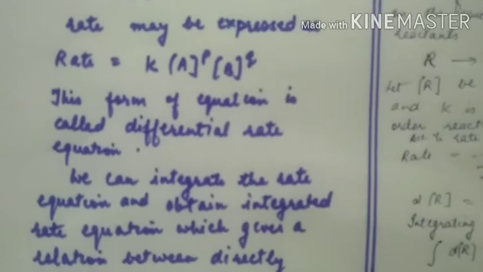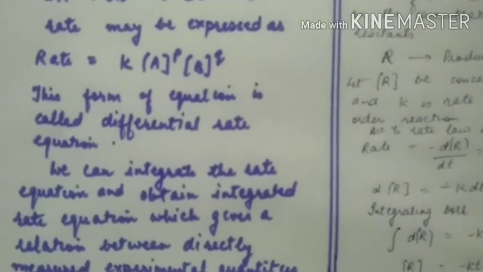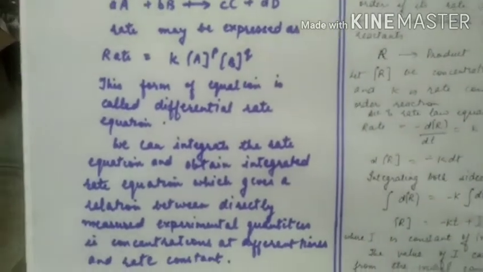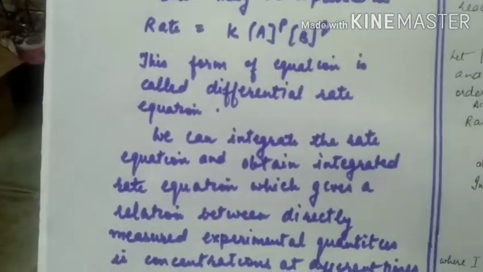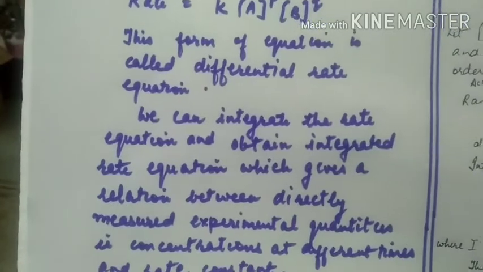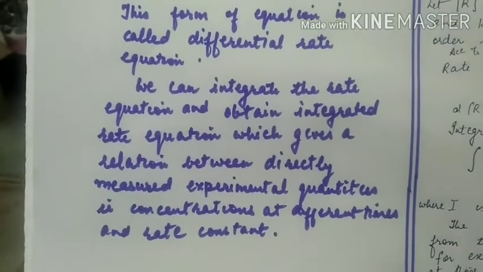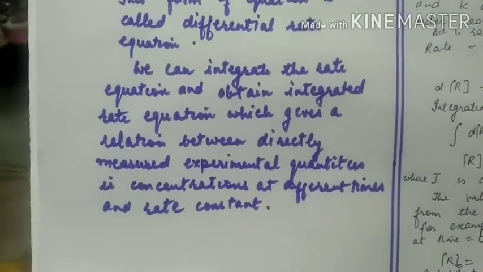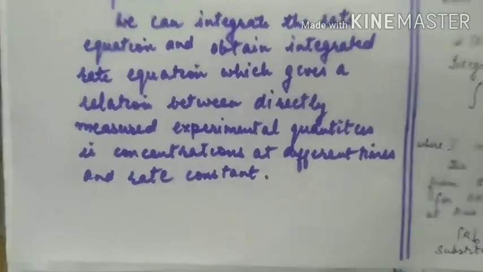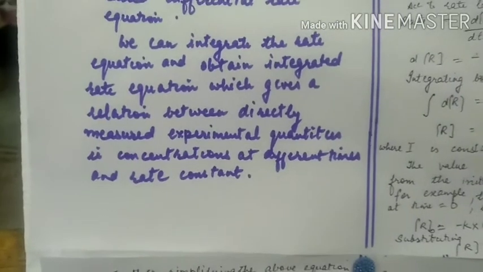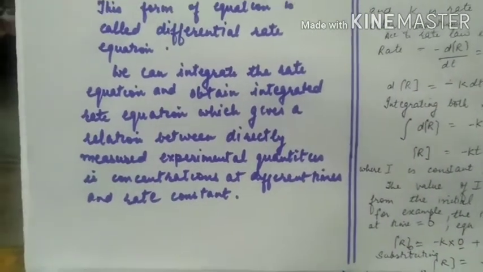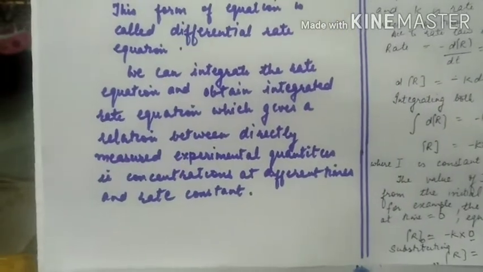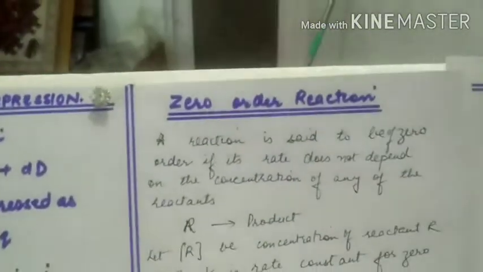The equation which shows the dependence of rate on the concentration of reactants is called a differential rate equation. We can integrate the rate equation and obtain an integrated rate equation, which gives a relation between directly measured experimental quantities, for example concentrations at different times, and a rate constant. So let us begin by finding an integrated expression for zero order reaction.